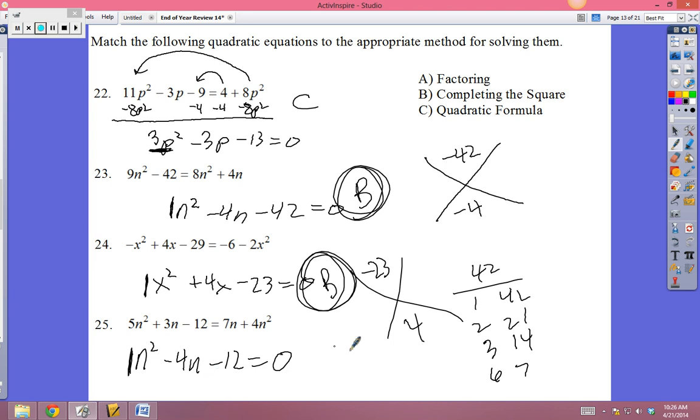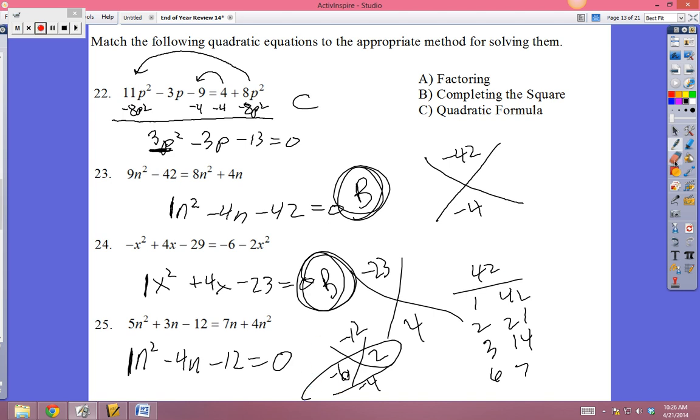The last one, can you times and get a -12 but add and get a -4? If you use a no, that's not going to work. What do you got to use? Yeah, that will work. A -6 and a +2. So -6 times 2 will give you -12, but if you add them, it'll give you -4. So if you can factor it, then you want to use factoring.